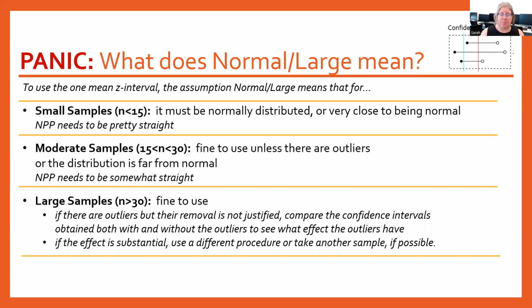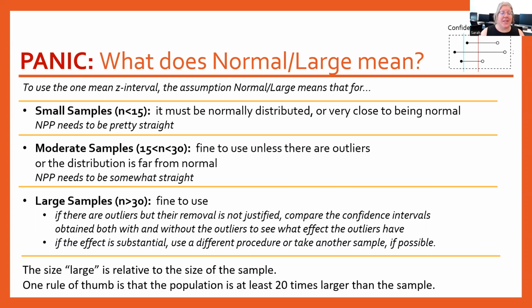And then one note about this idea of large. I think people have this idea that large is a fixed number, and for the central limit theorem, it certainly is. It's anything over 30. But typically in statistics, we talk about the size large as being relative to the size of the population. So one rule of thumb is that the population is at least 20 times larger than the sample. So to kind of give you an idea of a ballpark, that number does change based on how big your population is.